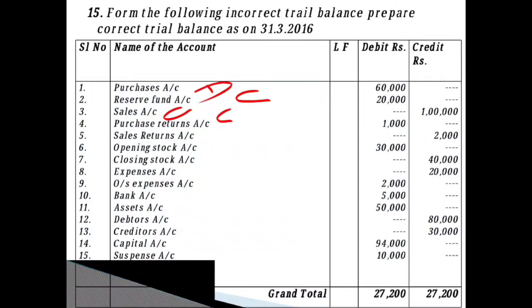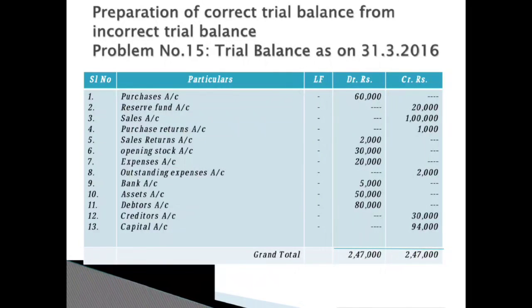The next you have sales returns account. Actually, you should write it on the debit side, but they have given sales returns account on the credit side here, so you have to record it on the debit side. See here, fifth one, sales returns account debit column rupees 2,000.